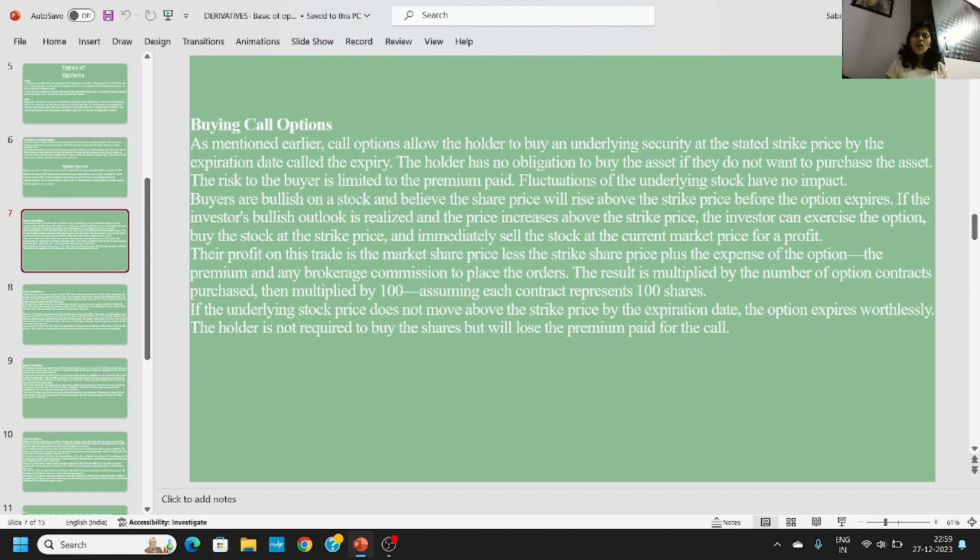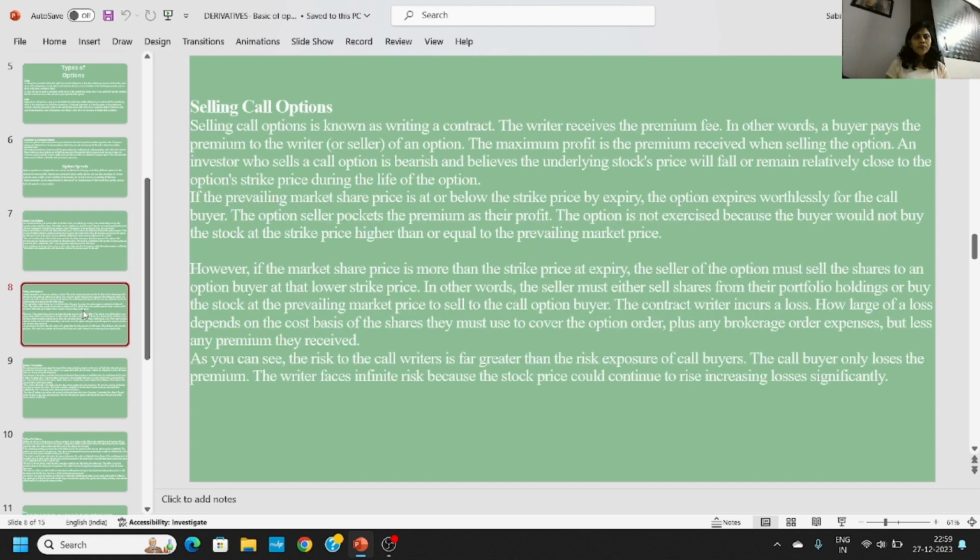So if the underlying stock price does not move above the strike price by the expiration date, the option expires worthlessly, and the holder is not required to buy the share but will lose the premium paid for the call. Meaning is that if you're not selling but you already bought it and the market has not reached that, whatever premium you paid, that is your loss. So your loss is maximum whatever premium you are paying.